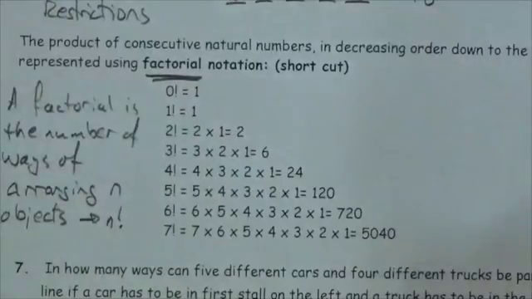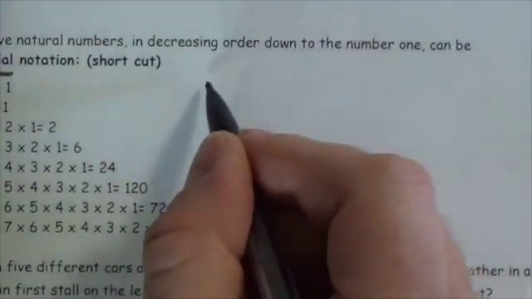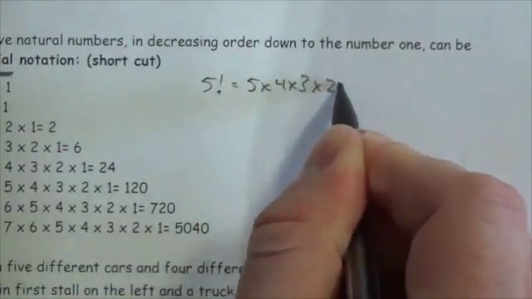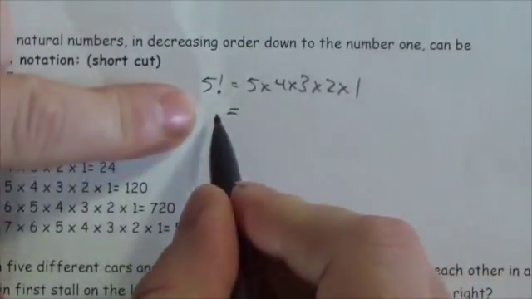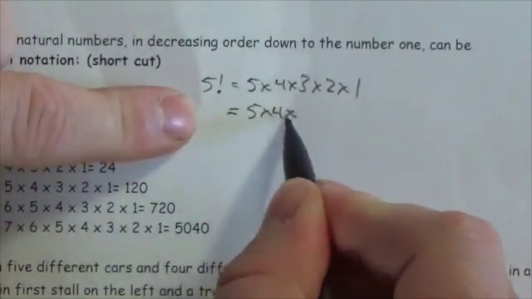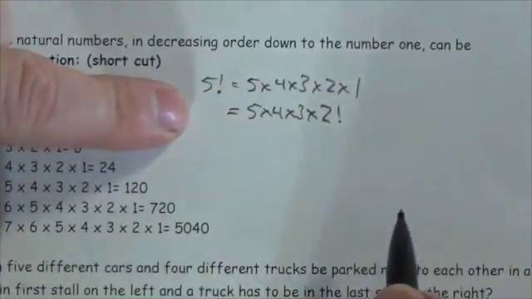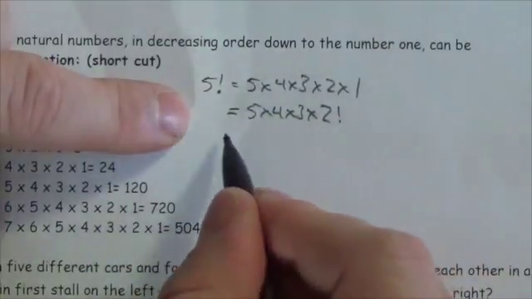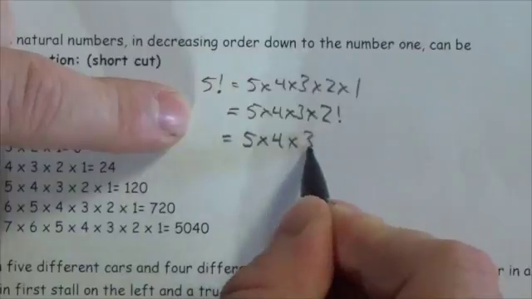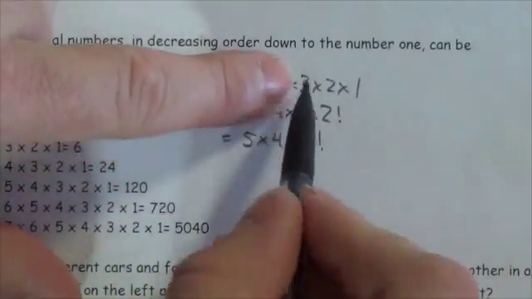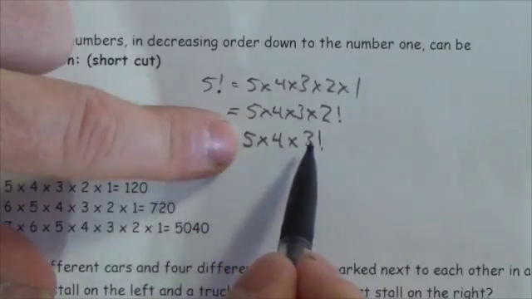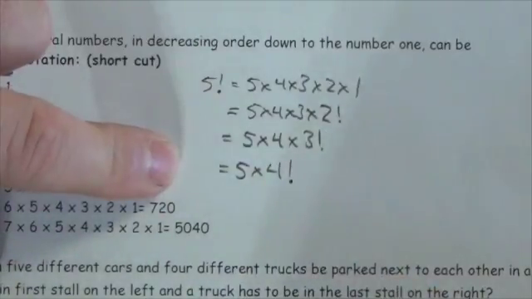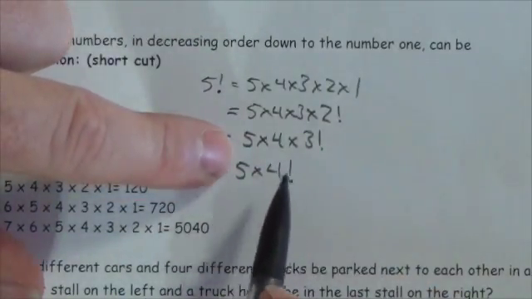Another thing that I want you to notice about factorials, let's take a look at, for example, 5 factorial. This is 5 times 4 times 3 times 2 times 1. So 5 factorial is the same as 5 times 4 times 3 times 2 factorial, because 2 factorial means 2 times 1. That would take us back to 1. This would be the same as 5 times 4 times 3 factorial, because 3 factorial would be 3 times 2 times 1. So this would be 5 times 4 times 3 times 2 times 1. 5 factorial is the same as 5 times 4 factorial: 5 times 4 times 3 times 2 times 1.